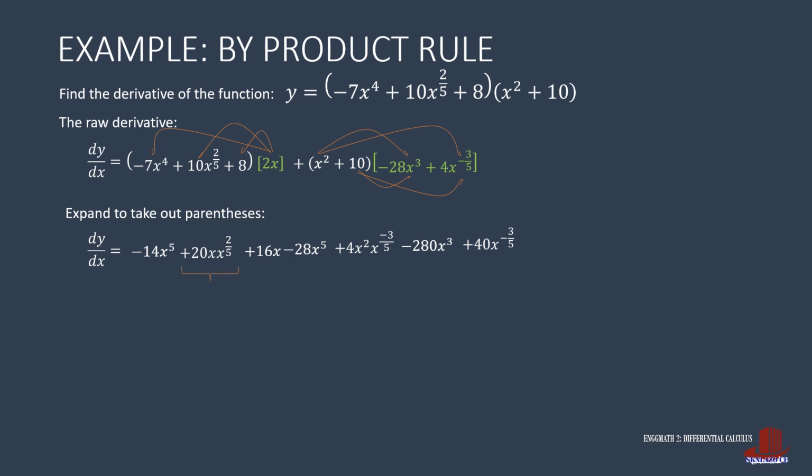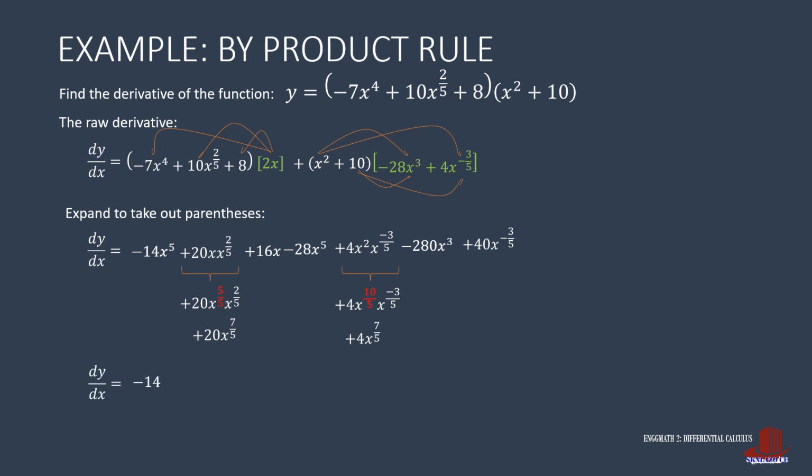Let's simplify the second term. With fractional exponents, it is easier to add them when they have the same denominator. So the equivalent fractional exponent of x is 5/5. Then 5/5 plus 2/5 is 7/5. So the second term now becomes plus 20x raised to 7/5. The fifth term can also be simplified similarly. x squared is taken as x raised to 10/5. Then add negative 3/5 to end up with plus 4x raised to 7/5.